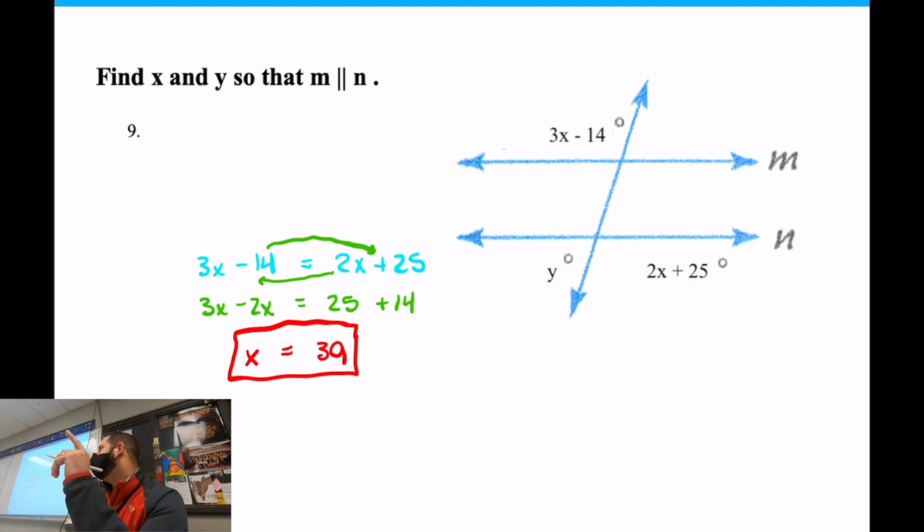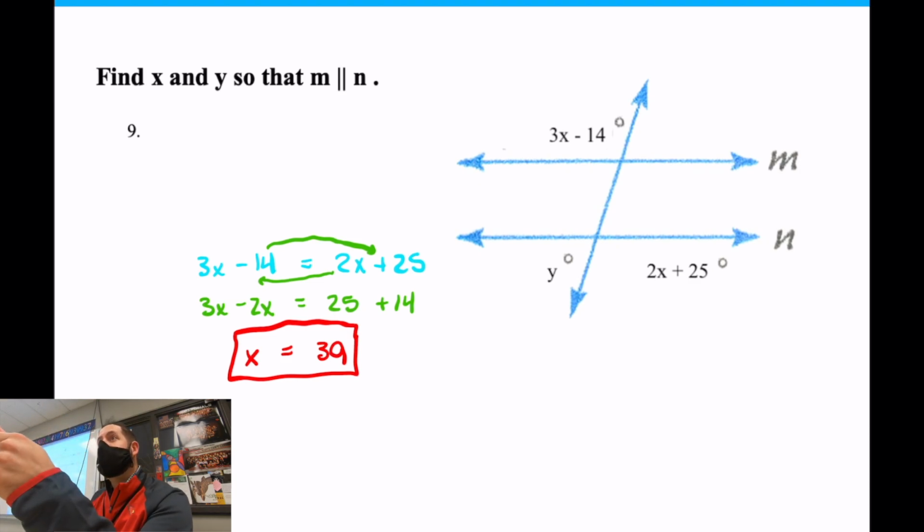Now, I have to find y. And this is the tough one. So thank you for those. I'm going to ask for a different volunteer now. What should we do next? How do we find y? This is the tough one. Can you take like 180 and subtract 39?